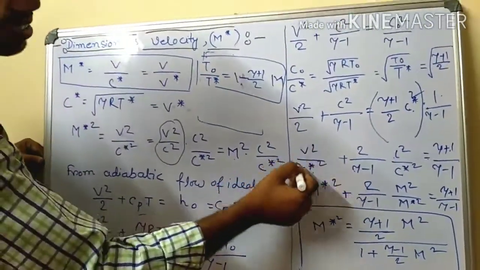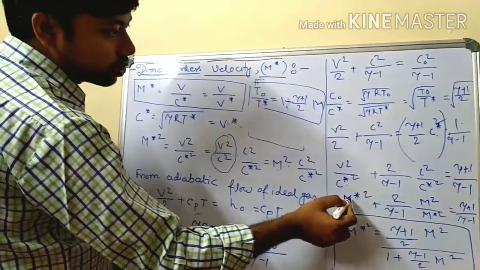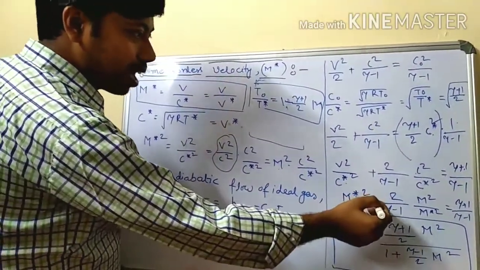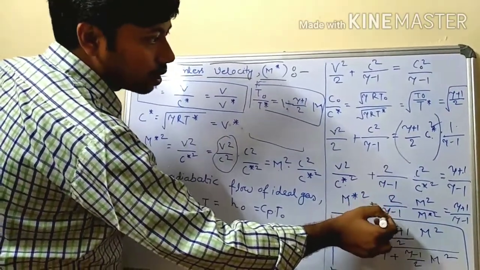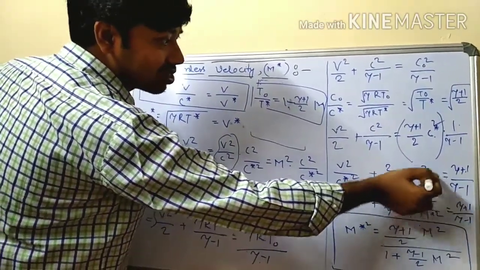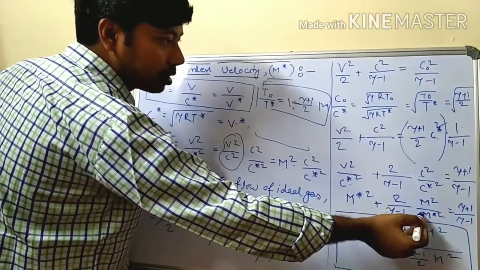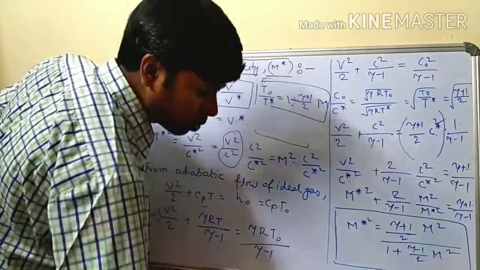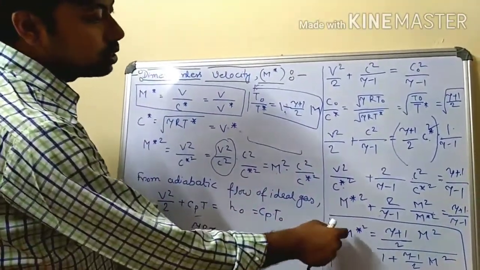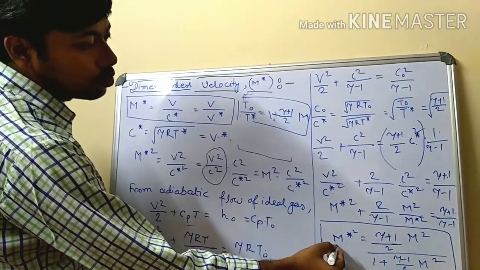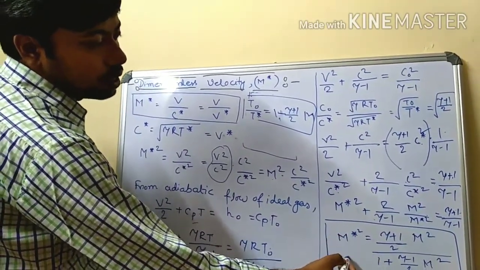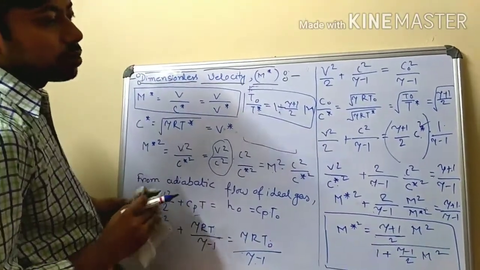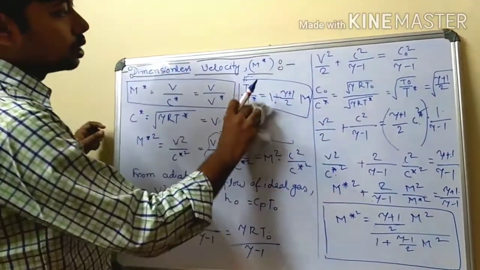Now, as you know that V by C is equal to the Mach number, so M star square, in terms of V by C star square, is equal to M star square plus 2 divided by gamma minus 1. In terms of C square by C star square, it is also written as M square divided by M star square. So that will be gamma plus 1 divided by gamma minus 1. Okay. Now, if you solve it, it comes out that M star square is equal to gamma plus 1 by 2 into M square, divided by 1 plus gamma minus 1 divided by 2 into M square.